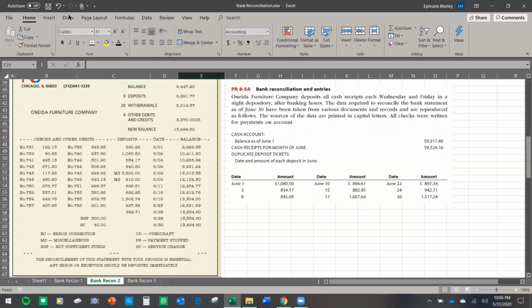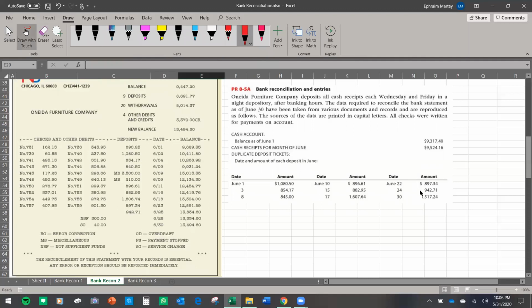So you have to notice, pay attention to this. We only finished 89 up to here. We haven't done anything with this amount, so we'll come back to that.